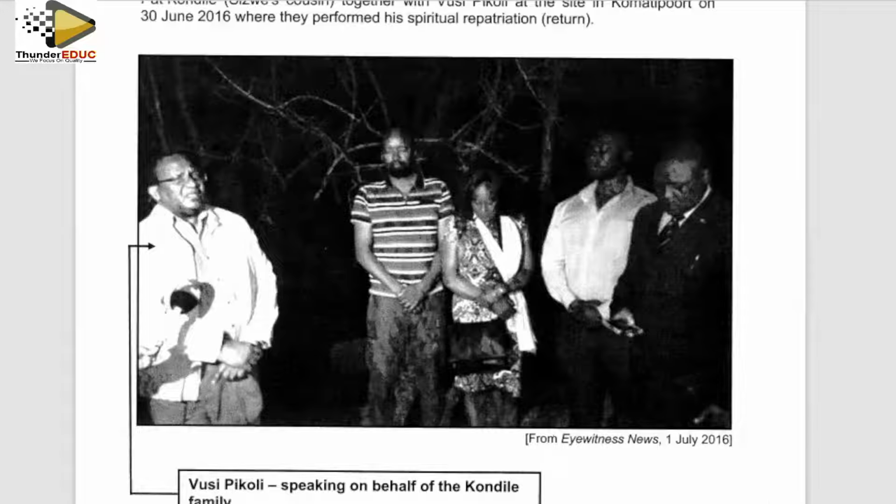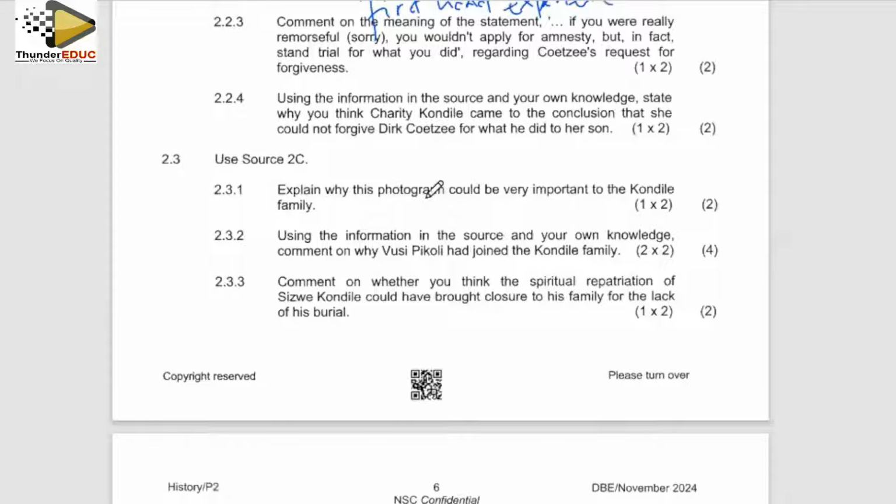Right. So we come and check the question. Explain why this photograph could be very important to the Kondile family. Why this photograph could be very important. Right. One, we can say it serves as a memory of the late family member. It serves as a very critical and crucial memory. They get to remember their dead family member whenever they see that photo. And also we can talk of it being important as fostering the unity in the family.